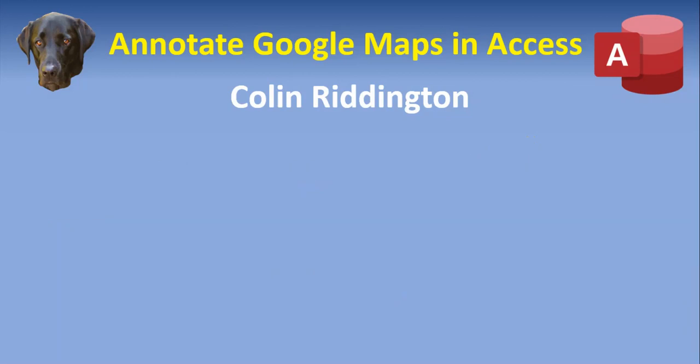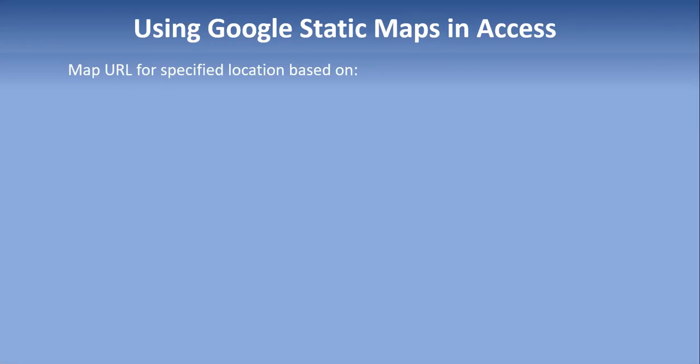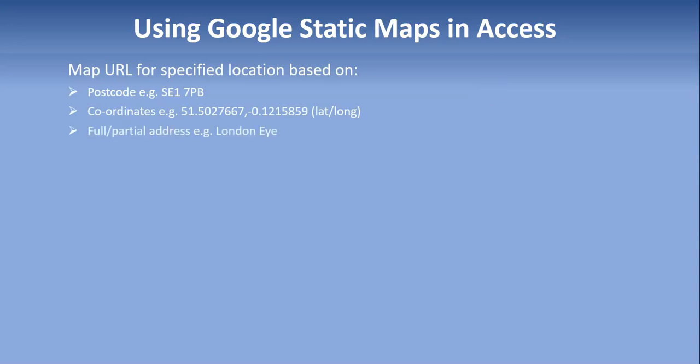What I'm going to cover today then is I'm going to talk you through basic simple mapping, where you need to actually specify a location, and that location can be a postcode or a zip code in America and the equivalent in other countries, or it can be the coordinates if you happen to know them, or it can be a full or a partial address. For example, if it's a common address for a tourist attraction like the London Eye, that's sufficient. Otherwise you can put in a full postal address.